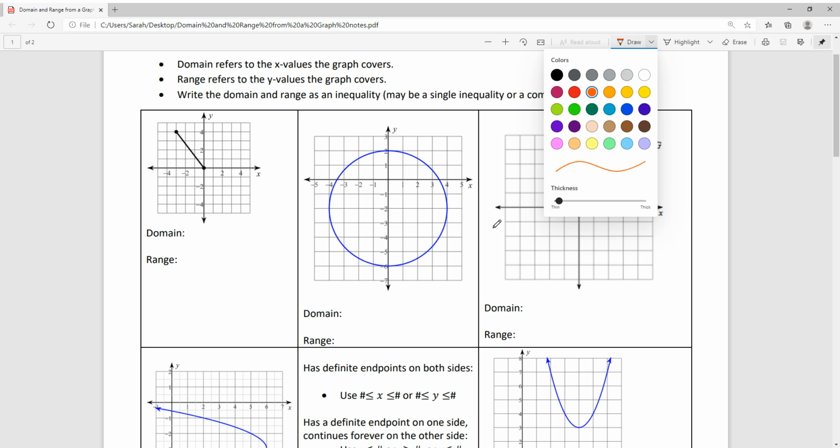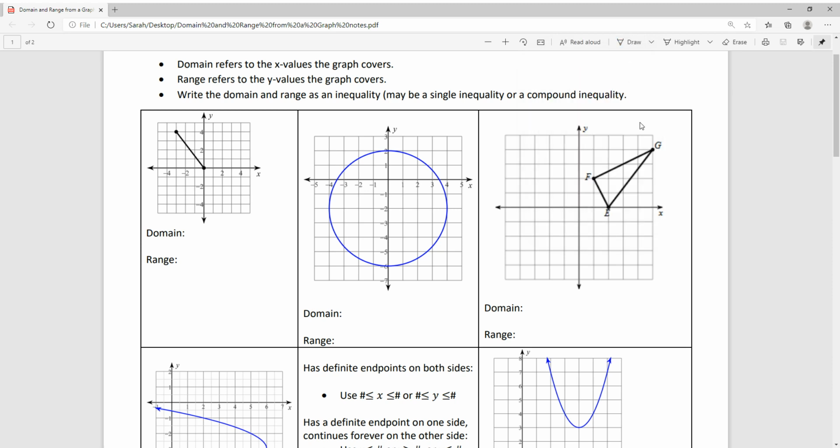Hello, today we're going to be looking at finding the domain and range from a graph. These graphs are a little different than the other domain and range things we've looked at because, as you can see, for instance, looking at this first one, this line segment is continuous. All the points are connected together. You don't have individual points.